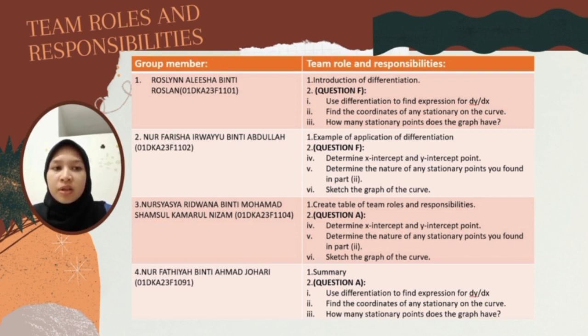Number 4, determine the x and y intercept points. Number 5, determine the nature of any stationary points and sketch the graph. The last part would be Fatia. She will do the summary, and she will also answer question A. First, using differentiation to find dy over dx. Find the coordinates of any stationary points, and lastly, how many stationary points does the graph have? That's all our group members' responsibilities and roles.